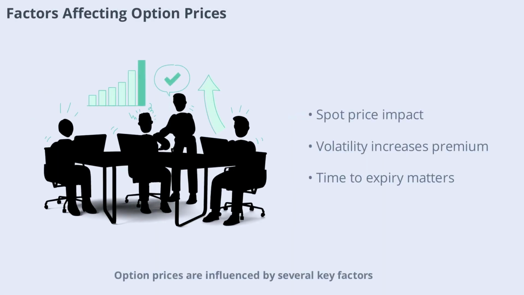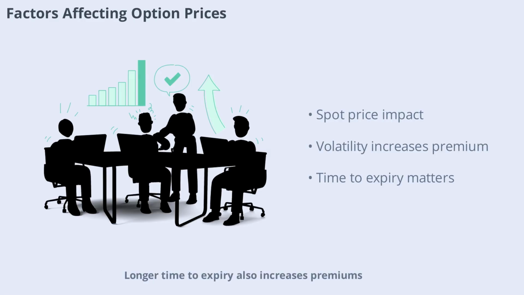Option prices are influenced by several key factors: the spot price of the underlying asset, the strike price, time to expiration, volatility, and interest rates. For example, a higher spot price increases call option value but decreases put value. Greater volatility raises premiums for both calls and puts, as there's a higher chance the option will become profitable.